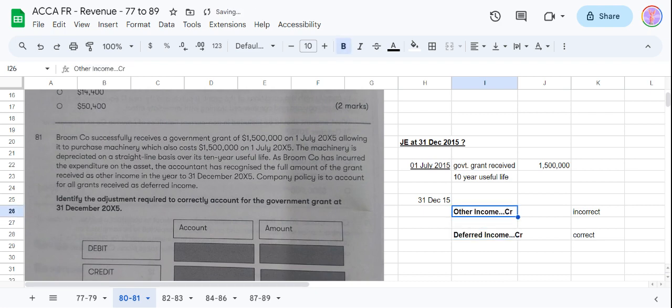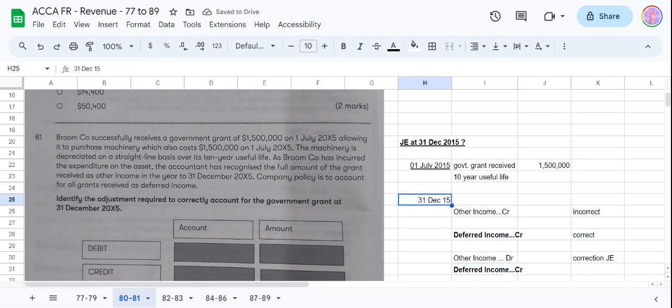Nothing should have been done with other income, but it has been credited, so now we will debit it to reverse it. Our correction journal will be this one: we will credit deferred income and debit other income. But they are asking on 31st December 15, and there is one catch here. Although they received 1.5 million on 1st July 15, for 6 months it was correct. The 1.5 million is over 10 years, because 10 years is the useful life.